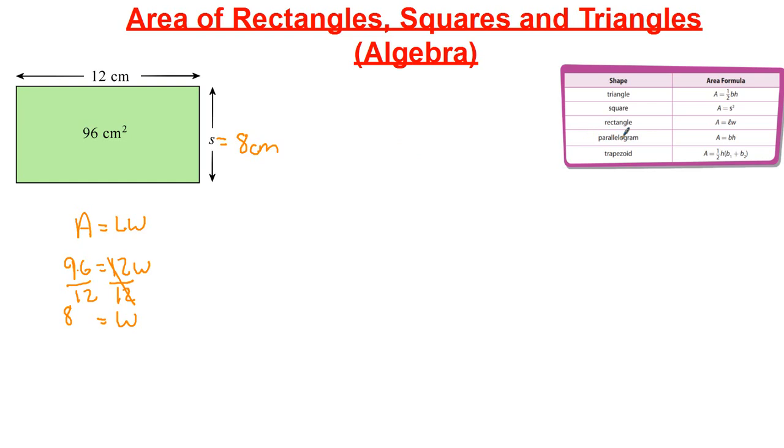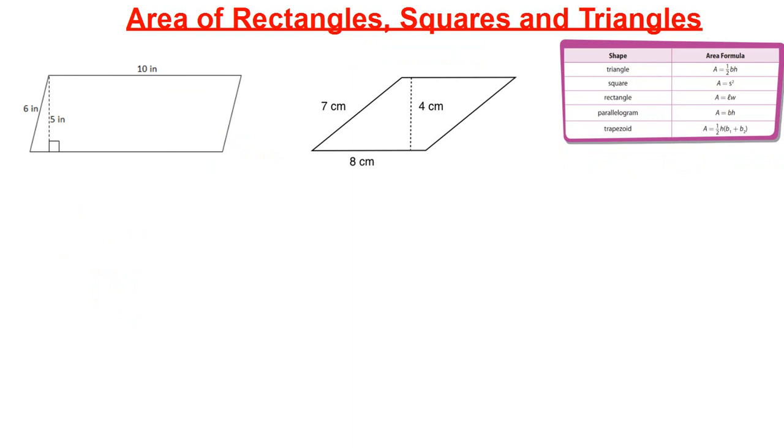Now let's move on from squares and rectangles to parallelograms. A parallelogram is simply a rectangle, except it's tilted to its side. If you think about it, if I cut off this triangle right here, I could place it on the other side. And if I do that, what shape do I get? I get a rectangle. That's why the formula for a parallelogram is area is equal to the base, which is the bottom right here, multiplied by the height. Essentially, it's the same as a rectangle.